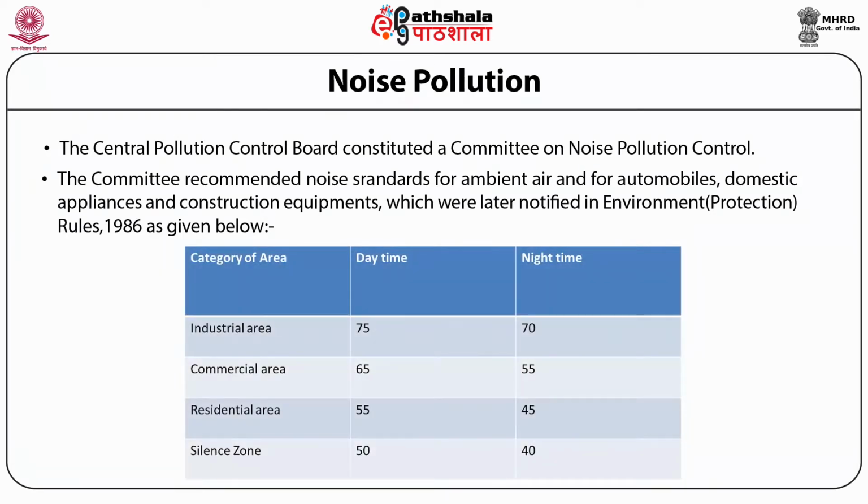In this table, we have seen the categories of areas, like the industrial area. The permissible noise level in daytime is 75 decibels and at night time it is permissible up to 70 decibels. For commercial areas, the permissible limit for daytime is 65 decibels and for night time it is 55 decibels. For residential areas, the permissible limit is 55 decibels in daytime and 45 decibels at night time. And in the silent zone, the permissible limit of noise in daytime is 50 and at night time it is 40 decibels.